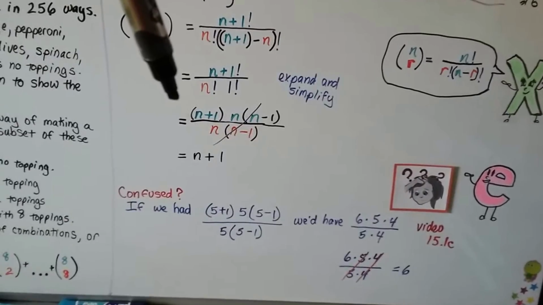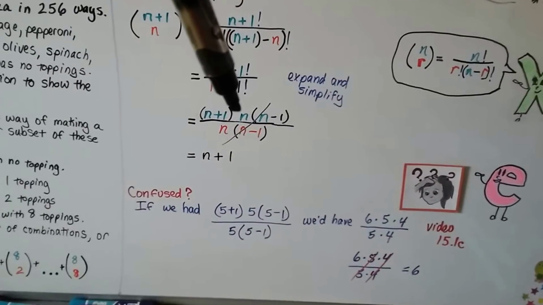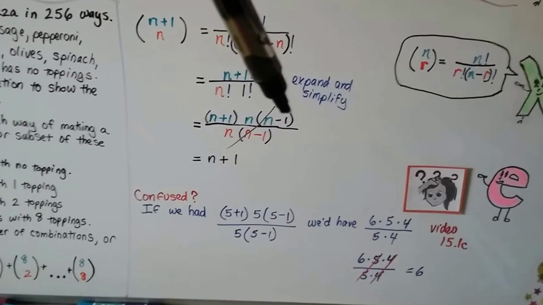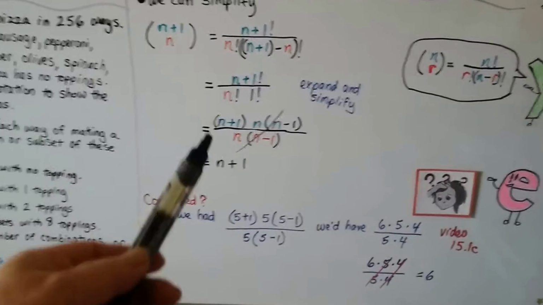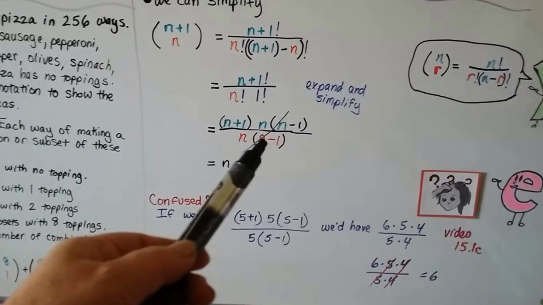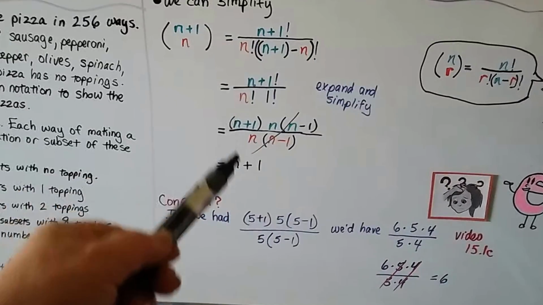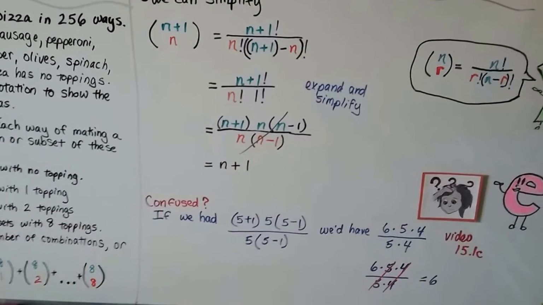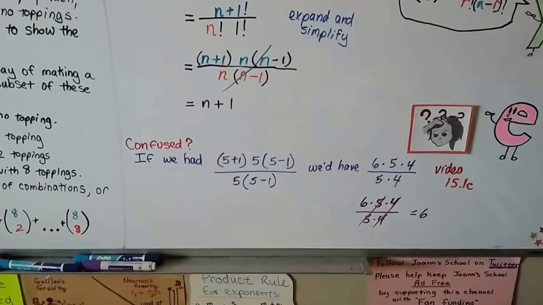And when we expand the n plus 1 factorial, we have n plus 1, n, and n minus 1. These are all multiplied together. And when we expand the n factorial, we have n times n minus 1. We can cancel out this part, and we're left with n plus 1. Now, if you're really, really confused, we did this in video 15.1c.